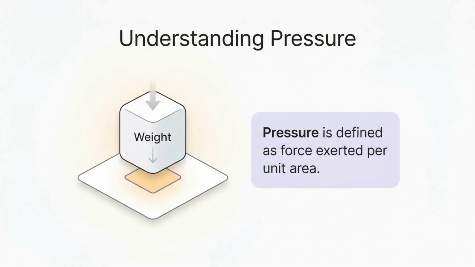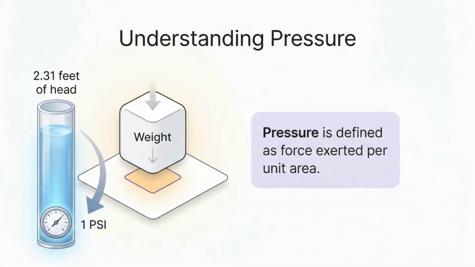But PSI is not the only unit. We also use metric units like the Pascal, or specialized trade units like feet of head or inches of water column. For instance, a column of water 2.31 feet high exerts exactly 1 psi of pressure at its base.